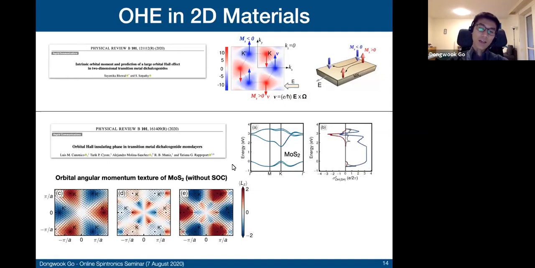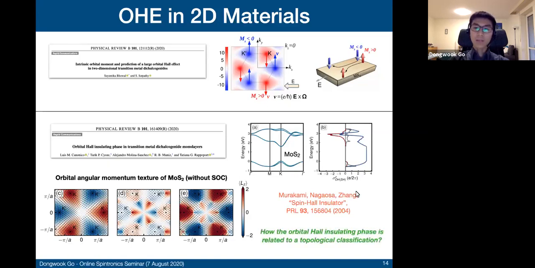So the question I have is the following. For the case of the spin Hall insulator, for example, in this paper, a very important paper in the development of the quantum spin Hall effect in the following years, and also topological insulators. And this concept of the spin Hall insulating phase played a significant role in finding the topological phases that we have nowadays. Then my question is, what is the meaning of this finding for the orbital Hall insulator?